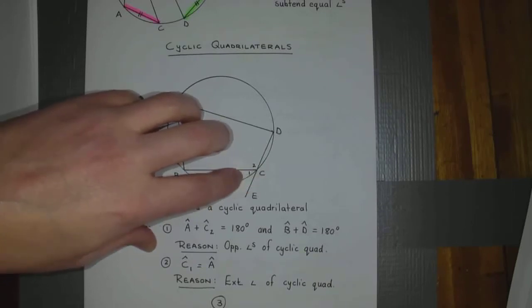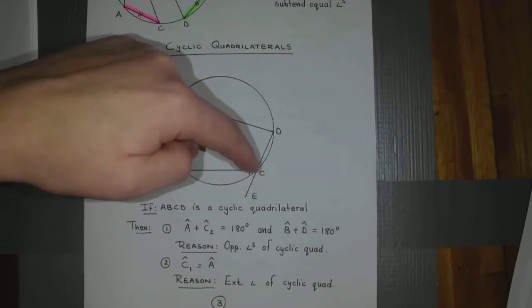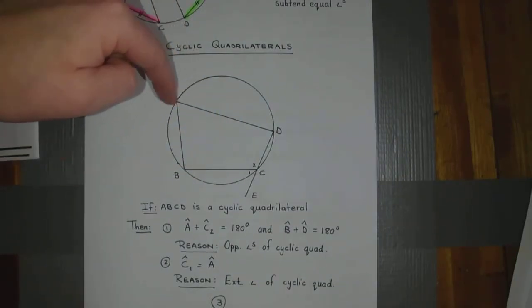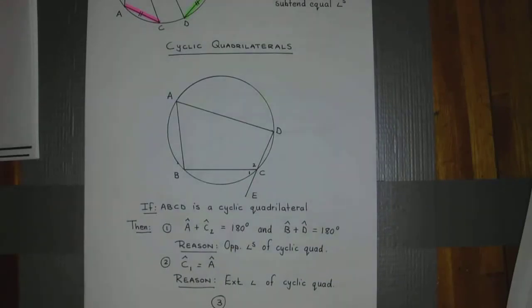And the exterior angle of the cyclic quad is always equal to the interior opposite angle. So that's why angle A is equal to angle C1, because the exterior angle of the cyclic quad is equal to the interior opposite angle. Those are the 2 properties of the cyclic quad. Okay. Right, next.